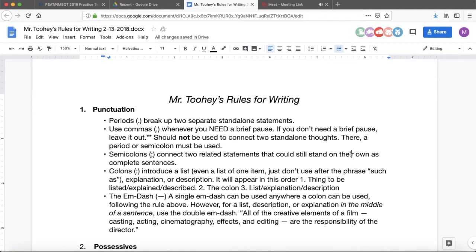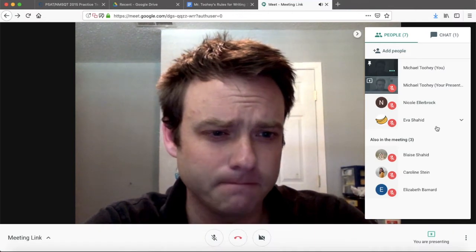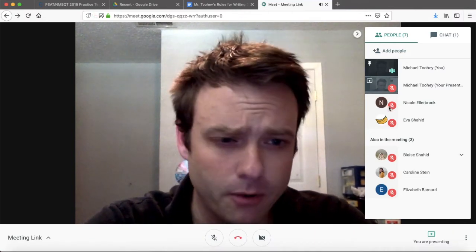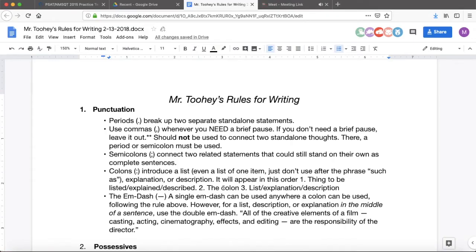Irene, go ahead and read the rule for the em dash. A lot of similarities between the em dash and the colon. But one big difference. Go ahead and read that rule, please. Can you hear me, Irene? Maybe Irene's not with us. Oh, looks like she left, actually. Go ahead, Elizabeth. Go ahead and read the rule for the em dash, please. Can you hear me, Elizabeth?